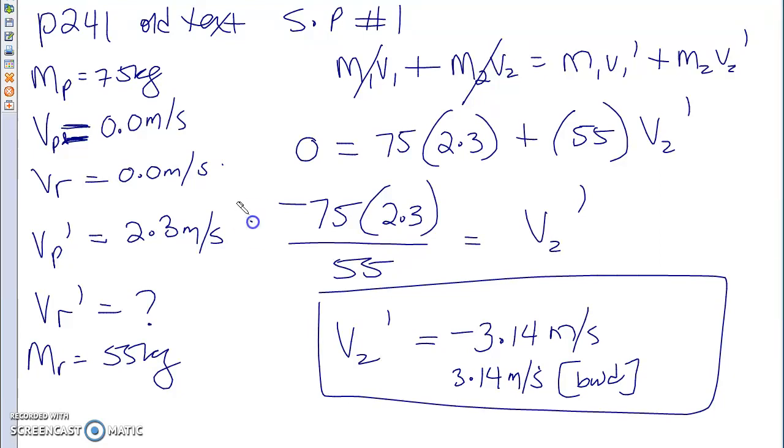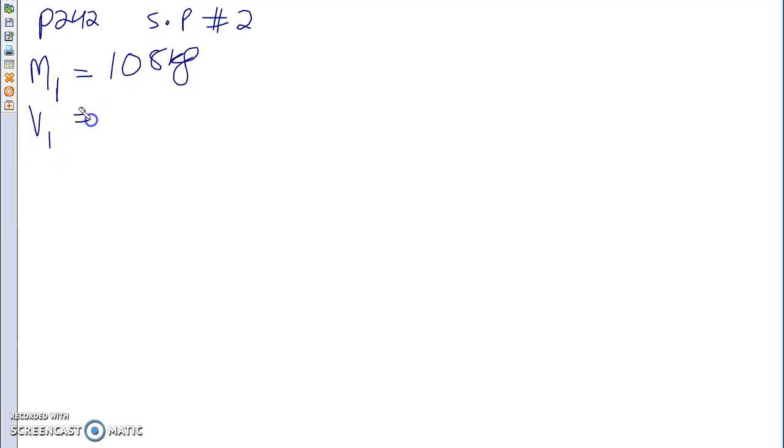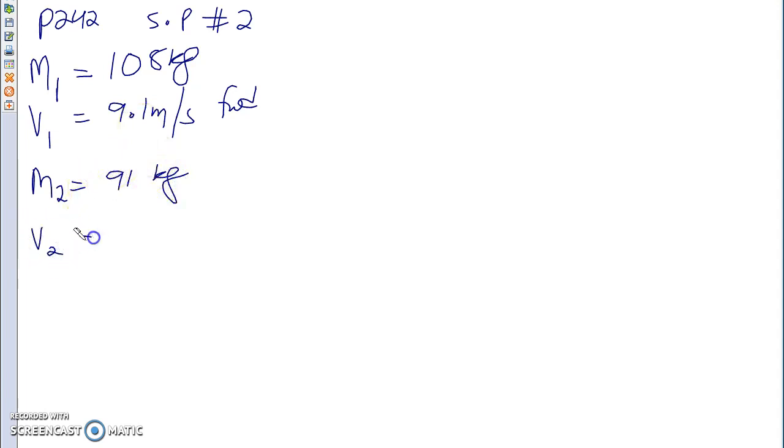Okay, so 12 minutes. This is page 242, old text, sample problem number 2. And the question is as follows. During a football game, a fullback of mass 108 kilos, so mass of the first player, player 1, is 108 kilos, running at a speed, V1, of 9.1 meters per second forward, is tackled head-on by a defensive back of 91 kilos, so mass 2 is 91 kg, at a speed V2 of 6.3 meters per second in the opposite direction, of course. What is the speed of the pair just after the collision?